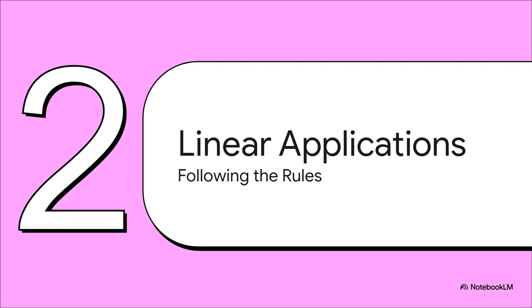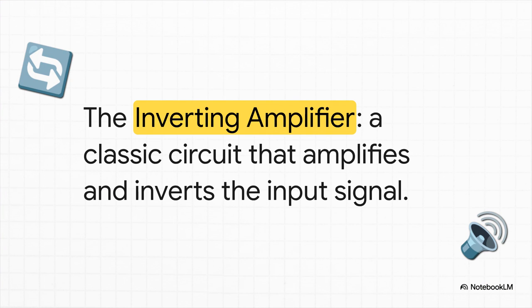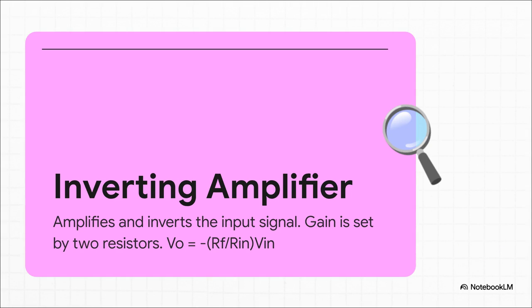First up, let's talk about the op-amp when it's being a total rule follower. In these linear applications, the whole game is about processing a signal, making it bigger, smaller, or maybe combining it with other signals, all while keeping its original shape intact. And the most classic, the absolute textbook example of this is the inverting amplifier. The easiest way to think about this is like a super precise volume knob that also happens to flip the signal upside down. And this is just, it's so elegant.